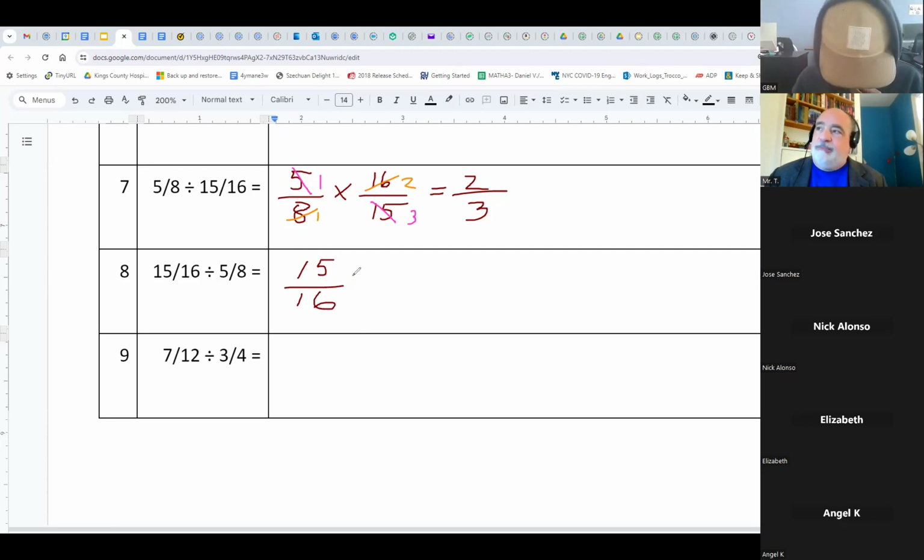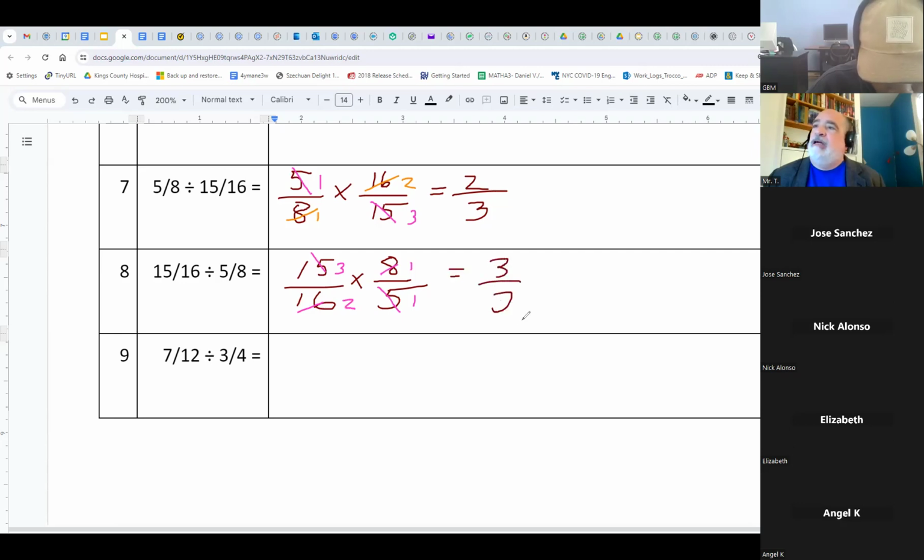times, you flip that, which will be 8/5. 8/5, great. And then any canceling you can do before we multiply? Yes. Same as before, the previous one. 5 goes into 5 once. The 15 turns into 3. The 16 turns into 2. The 8 turns into a 1. And then you have as the answer 3/2.